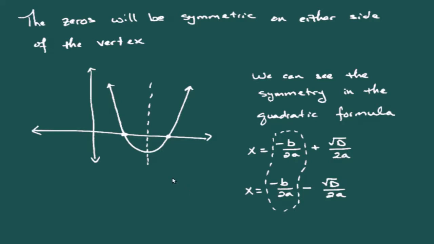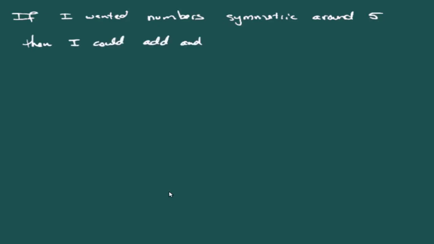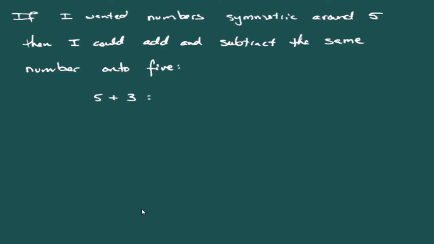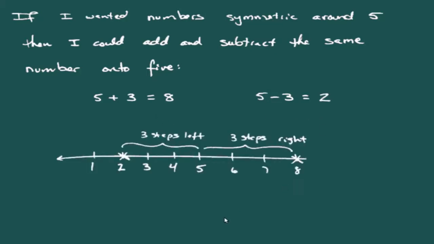If we wanted numbers that are symmetric around 5, for example, we can add the same number and subtract the same number from 5, and we end up with numbers that are symmetric on either side of 5. So if I wanted numbers that are 3 steps to the right and 3 steps to the left of 5, I would simply go 5 plus 3 to give me 8, and 5 minus 3 to give me 2. If I look at those on the number line, those are each 3 steps to the right and 3 steps to the left of 5.